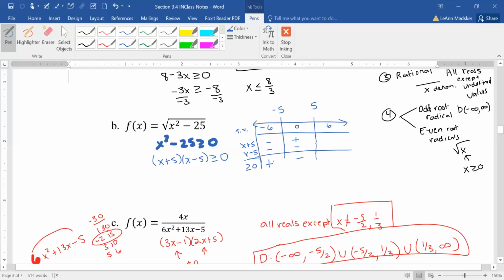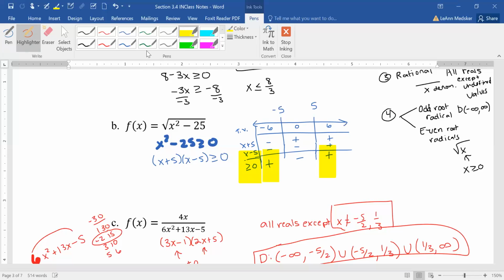So we don't even care what the number is. We just care if the number is positive or negative. 6 plus 5 is 11. 6 minus 5 is 1. So those are both positive. Multiply them together, it is positive. Since I want greater than or equal to 0, I'm going to go with the positive cases.